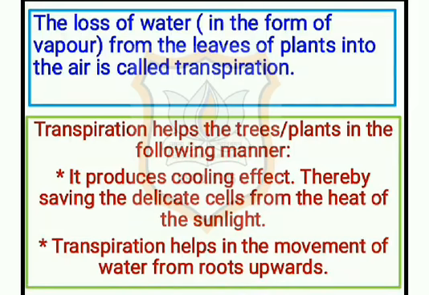So, the loss of water in the form of vapor from the leaves of plants into the air is called transpiration. Transpiration helps the trees or plants in the following manner. It produces a cooling effect, thereby saving the delicate cells from the heat of the sunlight. Transpiration helps in the movement of water from roots upward.